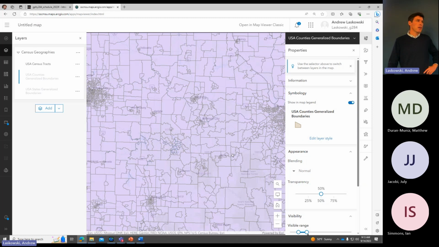So this is a nice way of dealing with generalization, dealing with map scale, and also making sure that any web applications or maps that you create are not going to be overburdened by the really detailed layers that you might want to include that only show up when you zoom way in on the map.